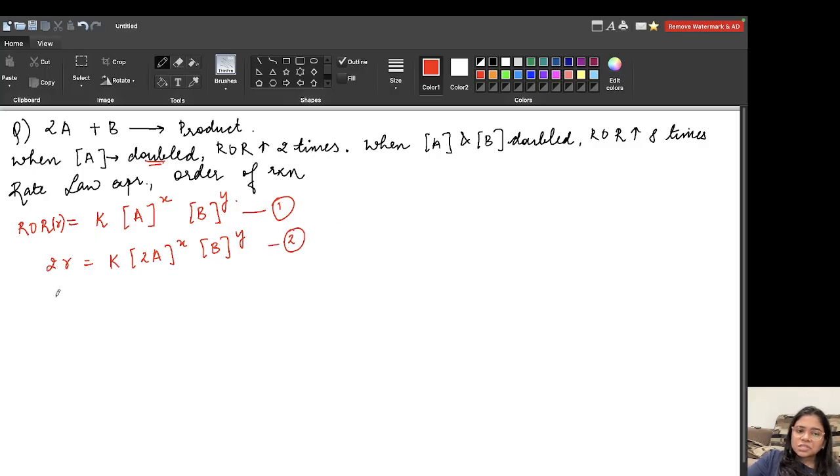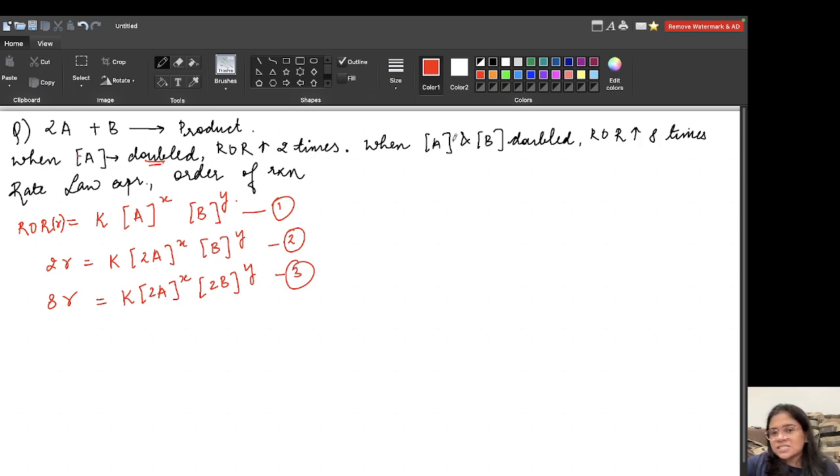In the next equation they are telling us when A and B both are getting doubled, the rate of reaction is increasing 8 times. Now this is the rate law expression. You have to find the x and y. Simple. 3 equations are given. You need to find the x and y and just add them then.